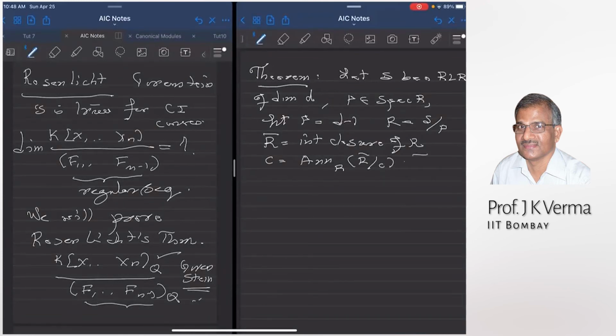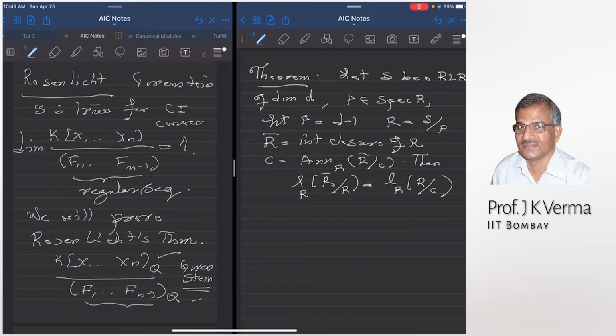Then the length of R bar over R is equal to the length of R over C. So I'm not even assuming that the ring contains a field. This is independent of whether it is equicharacteristic or non-equicharacteristic. I have any regular local ring mod a prime ideal, so that S mod P is a one-dimensional domain. So it is certainly Cohen-Macaulay.